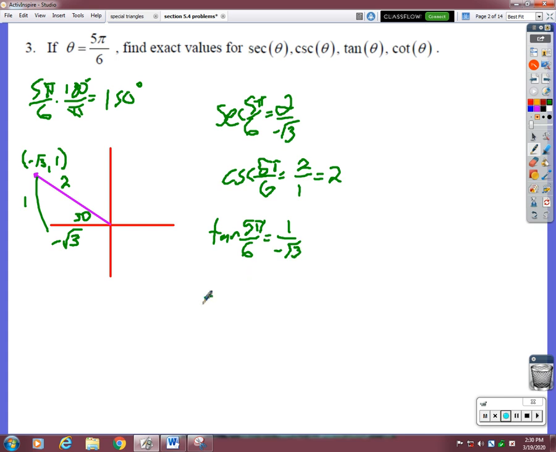And finally, cotangent of 5 pi over 6 is x over y. So that's negative square root of 3 over 1, which is negative square root of 3.